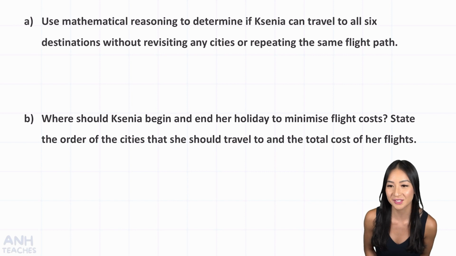Part A asks us to use mathematical reasoning to determine if Ksenia can travel to all 6 destinations without revisiting any cities or repeating the same flight path. So that basically means look for a Hamiltonian path where vertices and edges are not repeated. It doesn't specify that she needs to begin and end at the same city. So we're just looking for an open Hamiltonian path at minimum.